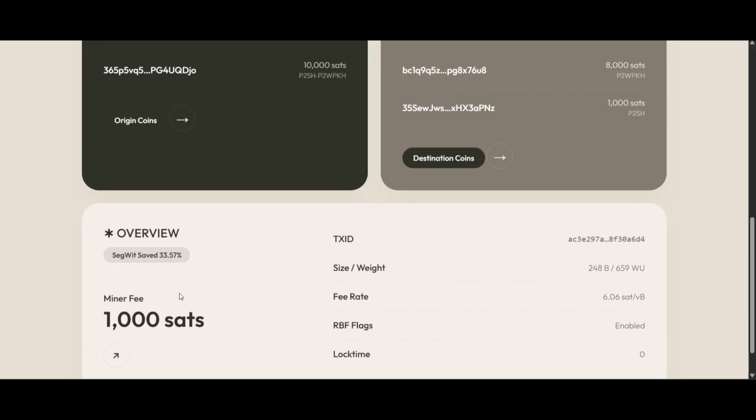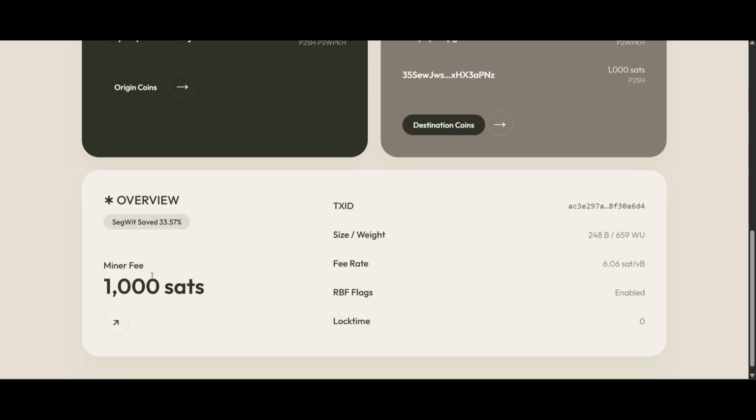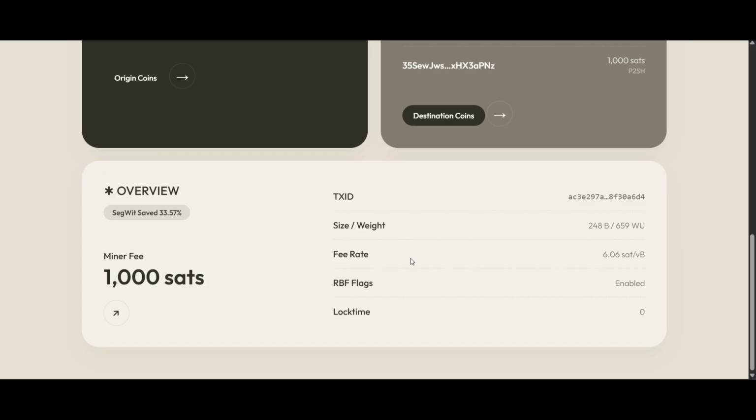Notice that the inputs are slightly higher than our outputs. That missing slice is the fee, which gets paid to the miners for processing the transaction. We also have a fee rate, which is the fee divided by the transaction size. In Bitcoin, size matters. The more data bytes you take up, the more you pay.